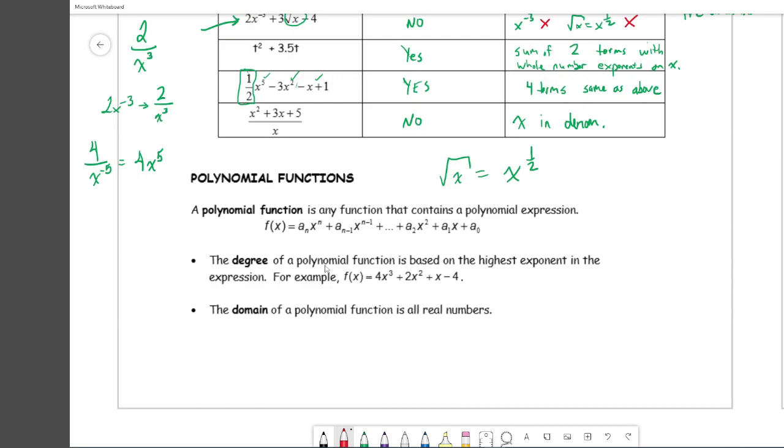Now, the important things about polynomials. The first thing we're going to say is that the domain of every polynomial function, no matter what, is all real numbers. There is never a restriction on any polynomial function. Okay, the domain is always x belongs to real numbers.